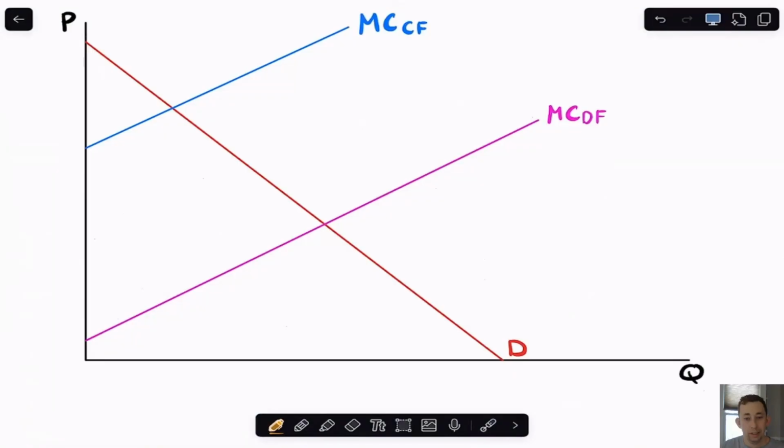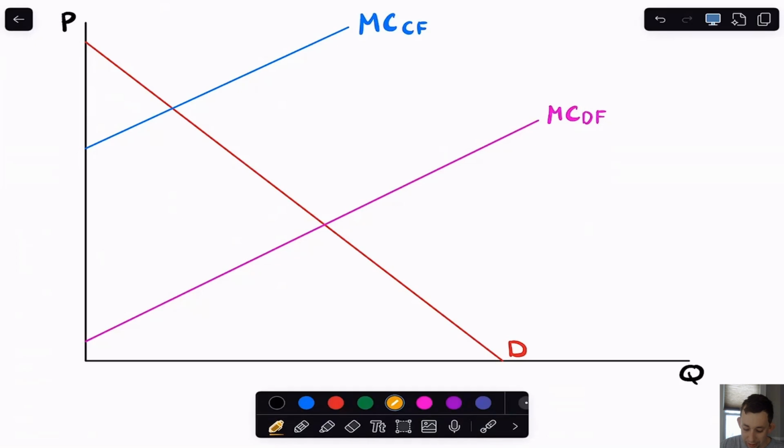So again, here's that same graph. You can see that we've got a marginal cost for the competitive fringe, and that's above the marginal cost for the dominant firm, or MCDF. And of course, that's because we've assumed that the dominant firm has a cost advantage over the competitive fringe. If they have a cost advantage, their marginal cost must be below the marginal cost for the other firms. That's how I've drawn it here. That's why this purple line is below the blue line.